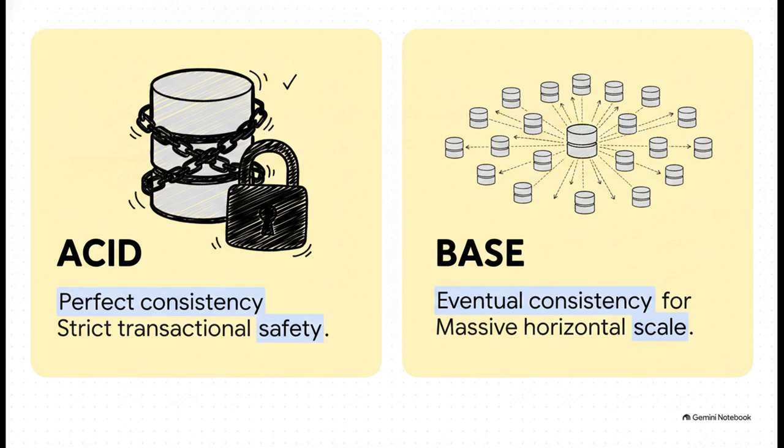Companies like Google and Amazon quickly realized there was absolutely no way they could index the entire web on a single, perfect server. So they forced a radical trade-off. They completely abandoned ACID, that perfect bulletproof consistency of the relational world, and instead embraced BASE. They accepted eventual consistency in exchange for the ability to scale horizontally across thousands and thousands of cheap commodity servers.